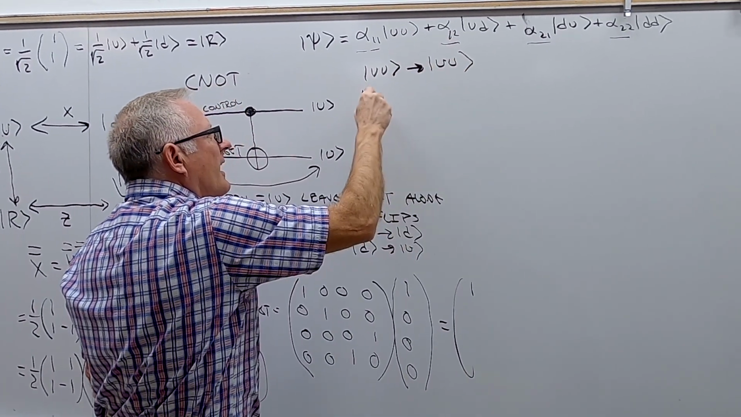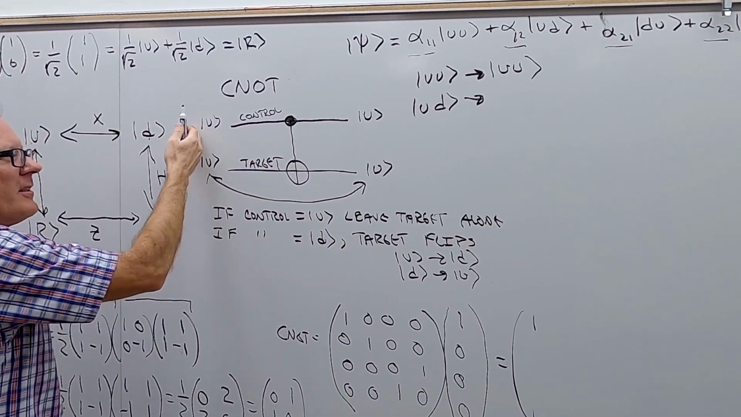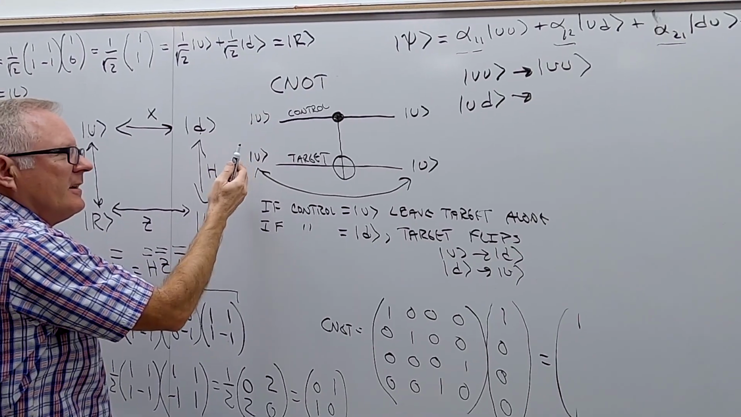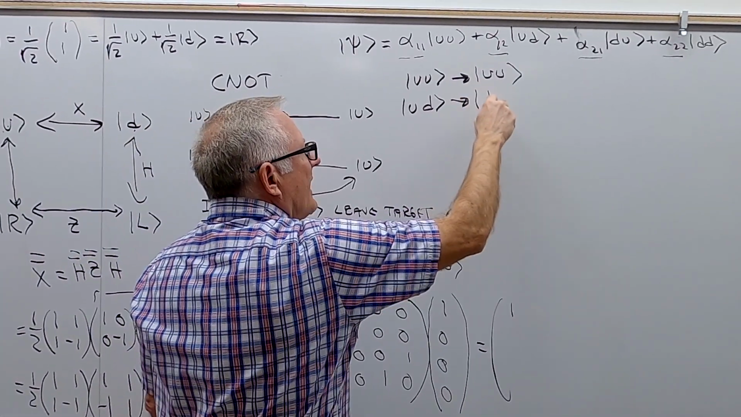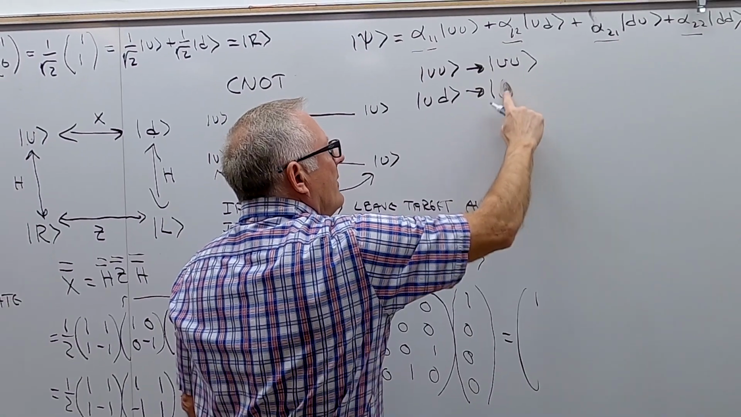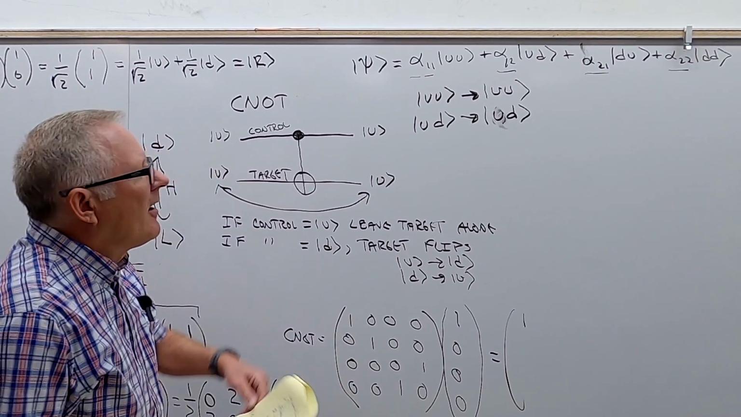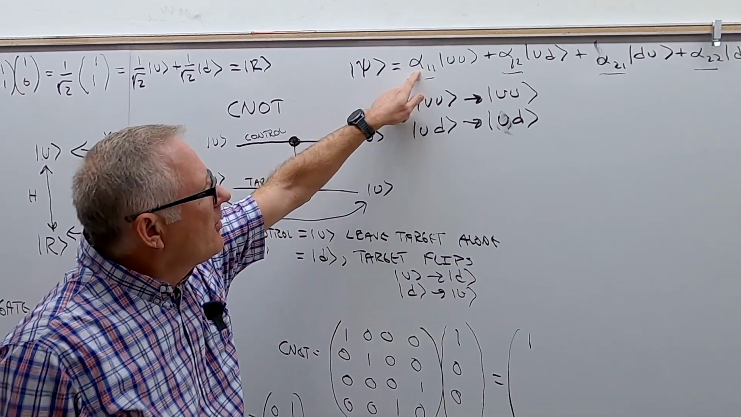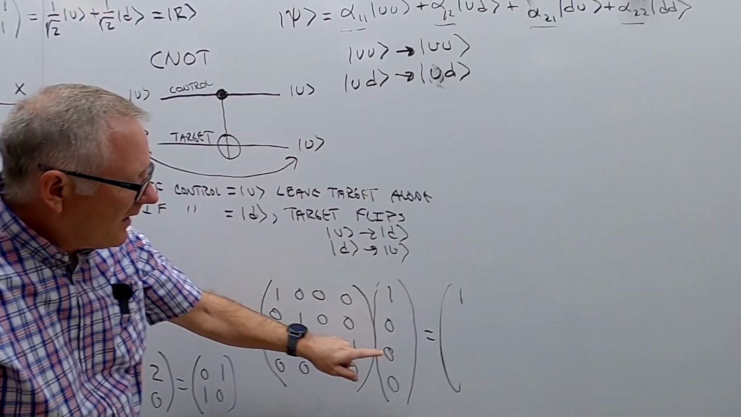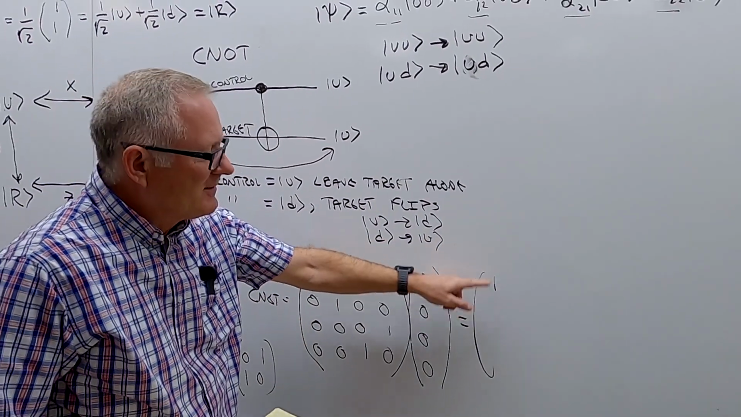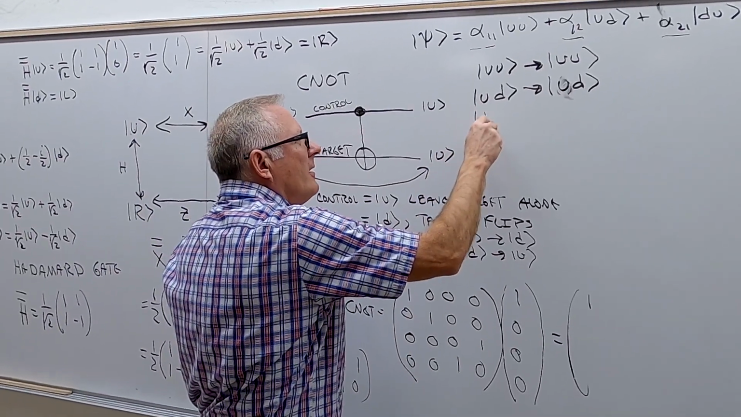And same with even up, down. It just doesn't change. Why? Because whatever the control, the first bit, is, if it's up, it doesn't do anything to the second one. So this would just stay up, down. You'll notice up, down, this term would have been 0, 1, 0, 0. You would have plugged in a 0, 1, 0, 0, and you would have got the same thing, 0, 1, 0, 0.